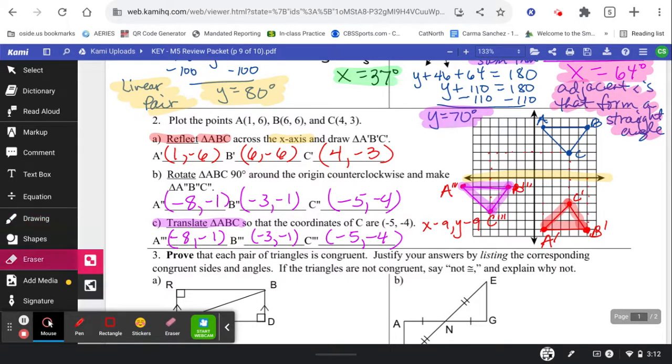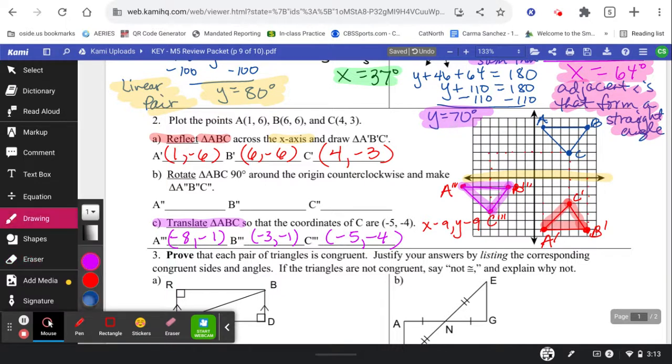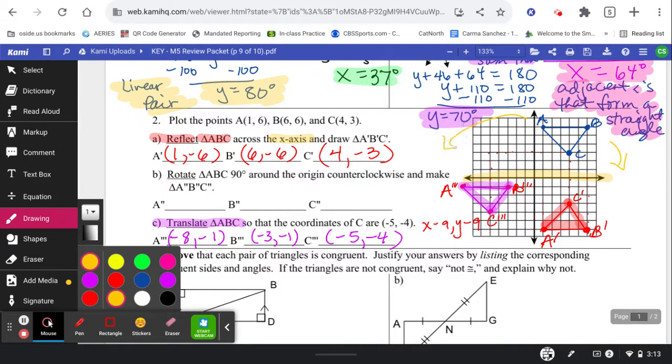Okay, now we're just left with the rotate. I'm going to make this last triangle a weird gold color. Okay, 90 degrees around the origin counterclockwise. So remember that a clock goes this way, so counterclockwise is going to go the opposite way. And we're rotating point A around the origin. So if this goes up 1, 2, 3, 4, 5, 6 over 1, A goes up 6 over 1.